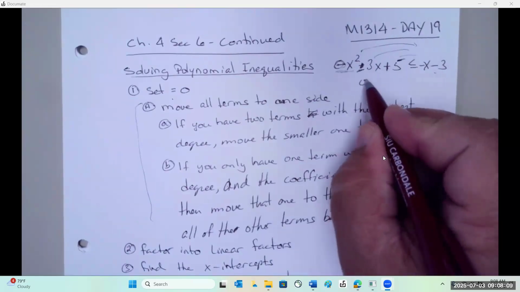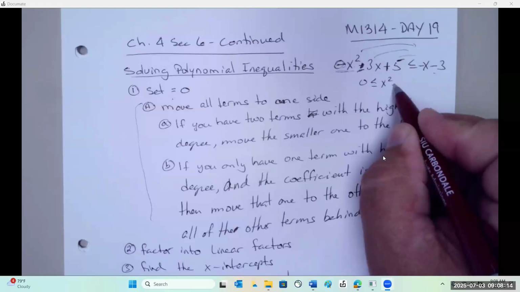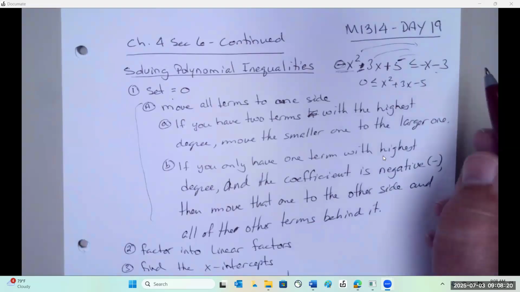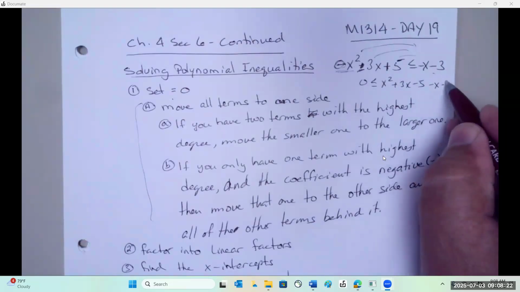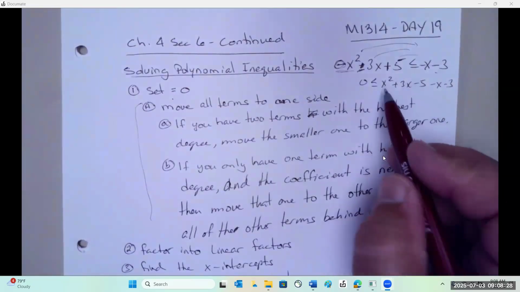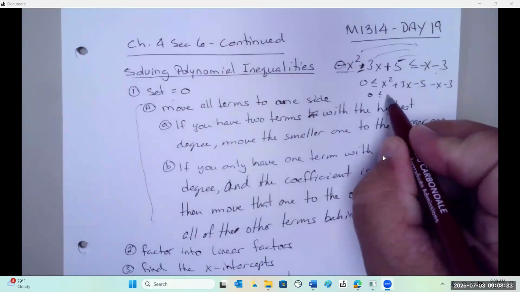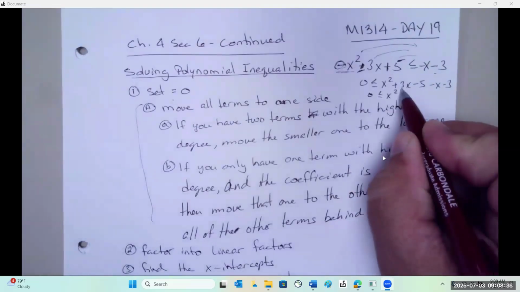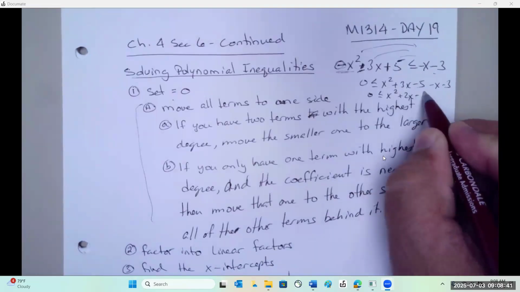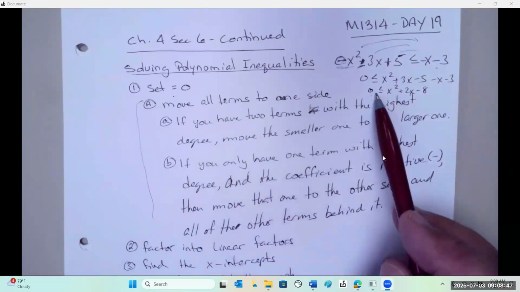So we have 0 on this side. It'll be positive x squared. Moving that one makes it a plus 3x. Moving that one makes it a negative 5. And we have what's on the other side already. So now we have everything on one side, and we have a positive coefficient. And then what you would do is combine like terms. 3x minus 1x is positive 2x. Negative 5, negative 3 is negative 8. And go ahead. Once you did that, set it equal to 0.